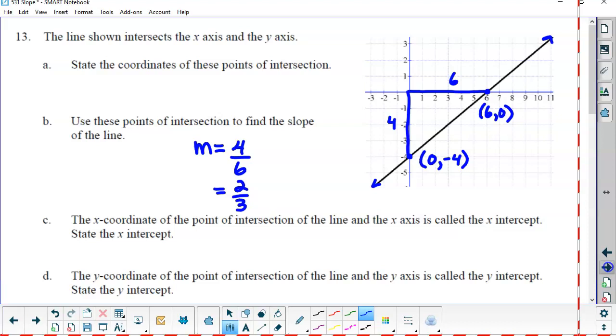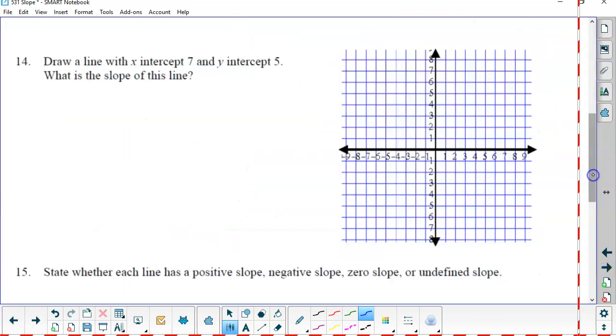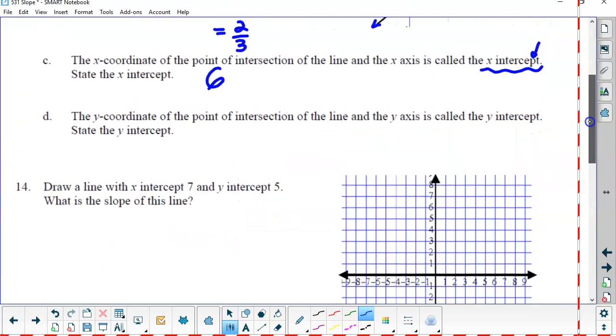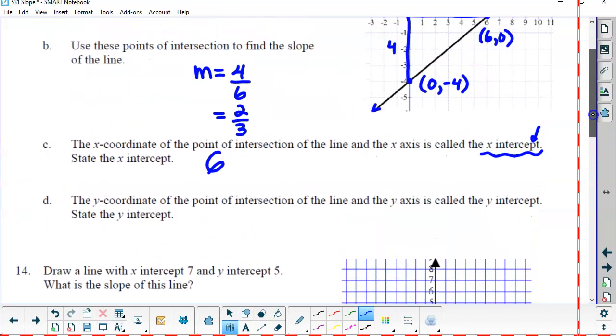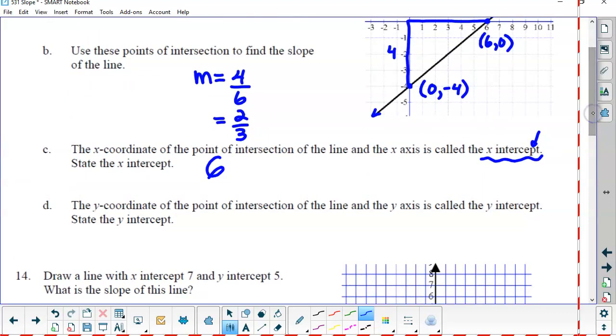The x-coordinate of the point of intersection of the line and the x-axis is called the x-intercept. Notice it's got a P. So when you're asked for the x-intercept, you just state the value. You don't give the coordinates. If you give the coordinates, it needs to have asked you for it. Then here, the y-intercept is negative 4.